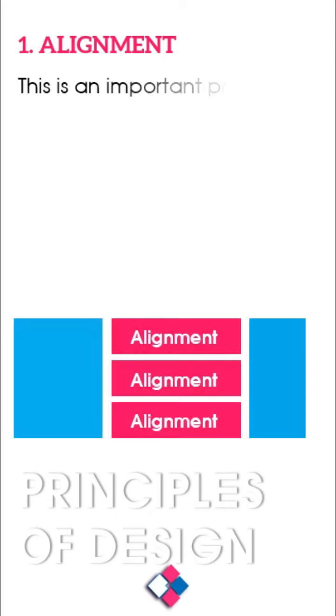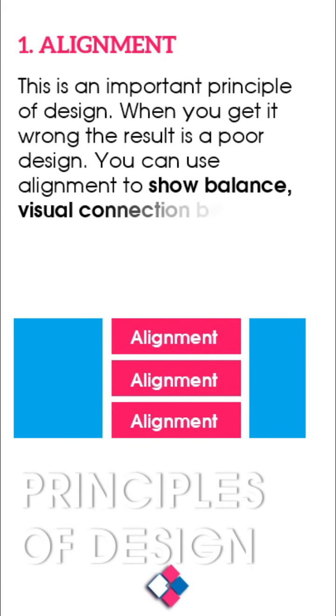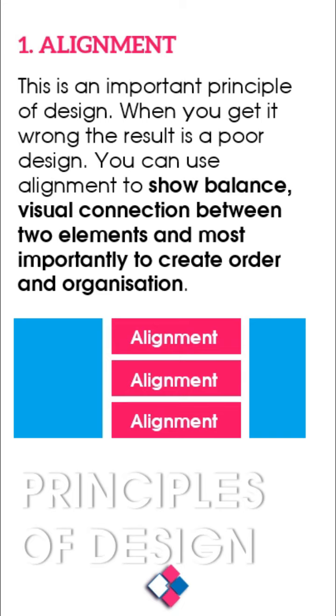If I want to check a design, one of the first things my eye will look out for is alignment. Alignment is an important principle in design. When you get it wrong, the result is a poor design. You can use alignment to show balance, visual connection between two elements, and most importantly, to create order and organization. A lot of designs lack order. You see, your design speaks more about you as a person. It speaks more about your personality. If you personally are not an orderly kind of person, your design also will be disordered. I'm very sure of that.